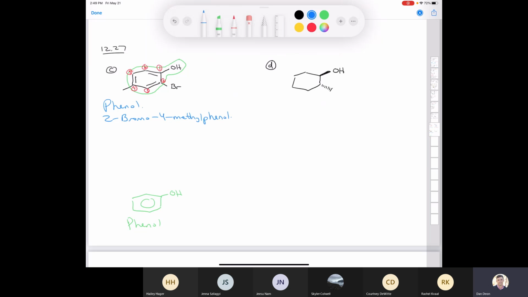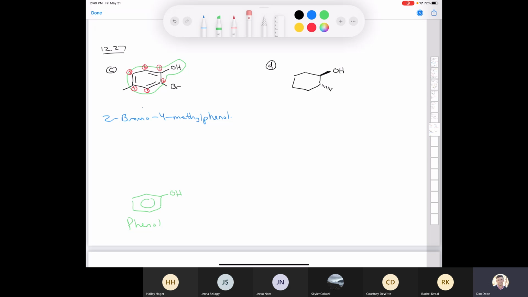Remember that we have numbers and letters separated by hyphens, and numbers separated by commas. But since methyl and phenol are both letters, there's no separation there. So it's all one word, methylphenol. So 2-bromo-4-methylphenol. I'm going to erase this just so I don't confuse anybody.